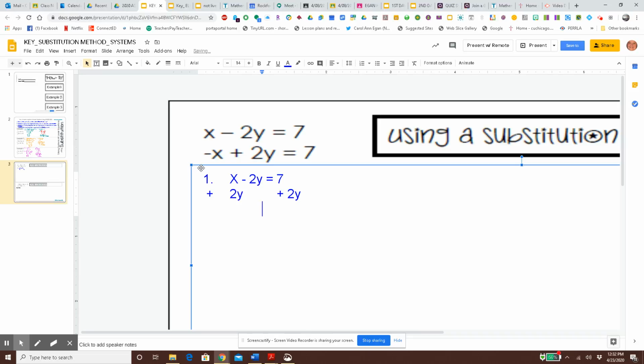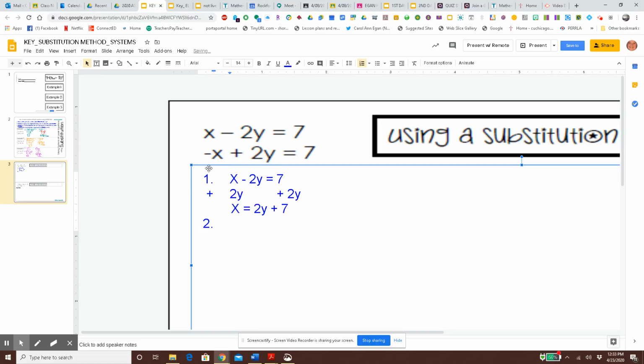And when I do that, I didn't do anything to the x, so it's by itself. The negative 2y and positive 2y will cancel out. And on the other side I'll have 2y plus 7. Okay, so x equals 2y plus 7. So now that's going to be my expression. So I'm going to move to step 2.